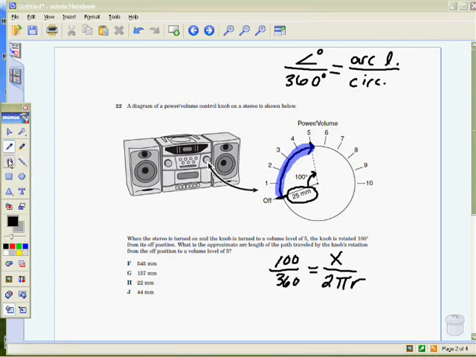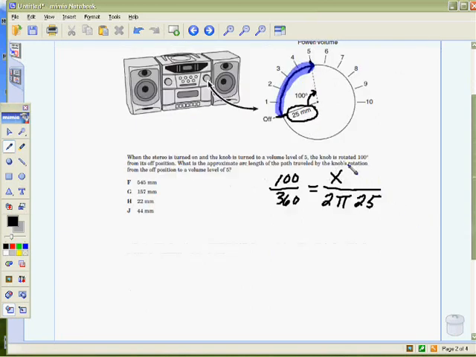So if I fill in what I know, I'm just going to erase the r here and plug in what that is so I don't have to rewrite it. So the circumference of my circle is 2 times pi times 25, which is the radius. And I can solve for x by cross multiplying.